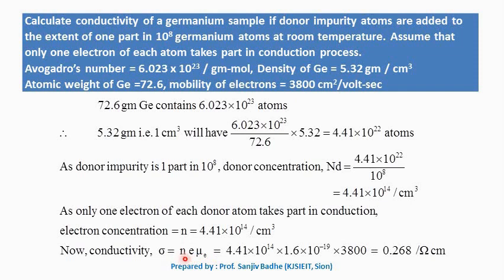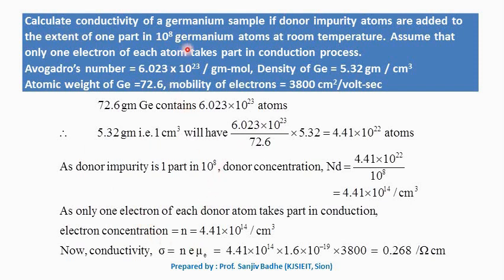To calculate this electron concentration, we need to know how many donor atoms are added, and each donor atom is giving 1 electron for conduction. So how many donor atoms per unit volume are added, that we need to calculate first. And for that we need to know how many germanium atoms are there per unit volume, because donor impurity is added to the extent of 1 part in 10 raised to 8 germanium atoms. So if we know the number of germanium atoms per unit volume, we can calculate the donor concentration, and that donor concentration will be equal to the electron concentration.